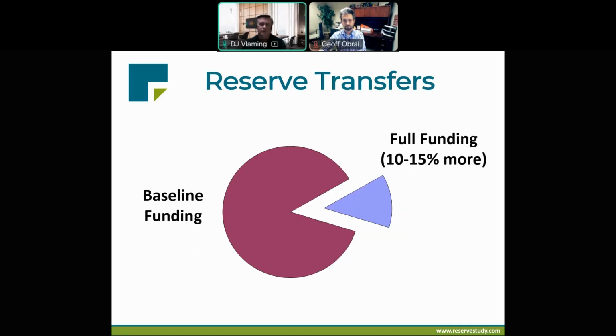So what's the cost difference between the full and baseline funding objectives? Does full funding require 2 or 3 times the transfer rate of a baseline plan? No, it doesn't actually. We have found, on average, that reserve transfers for a full funding objective are about 10 to 15% more than transfers required for a baseline funding objective. The problem is, many associations are not even contributing enough to achieve a baseline objective.